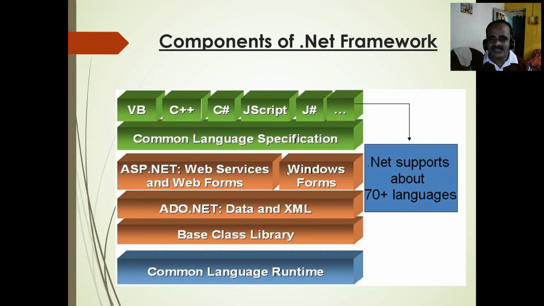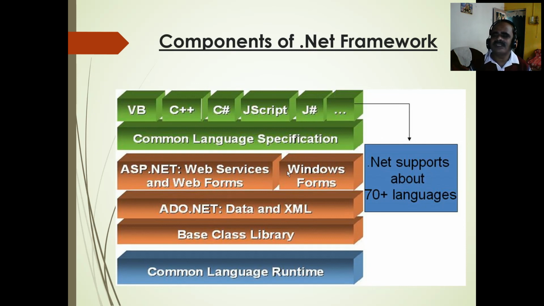Second component is called CLS, the Common Language Specification. This Common Language Specification means you may use any kind of language, and after compilation, it will get a common platform. It is called CLS. And whatever support is required for the concerned language is given to them, because .NET has a very rich class library, the CLS library. So many class libraries are available.